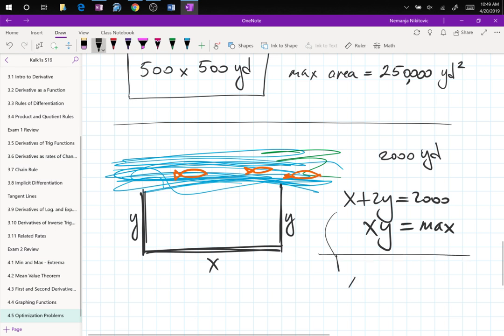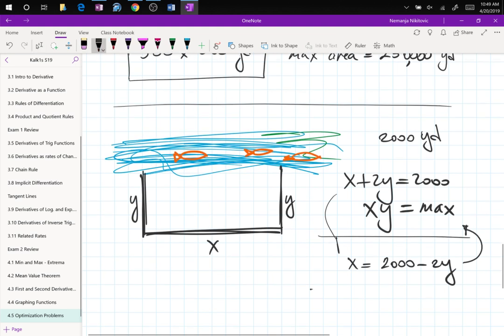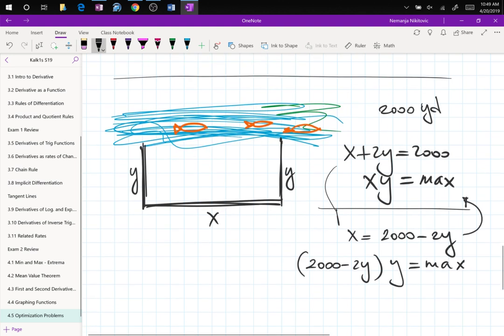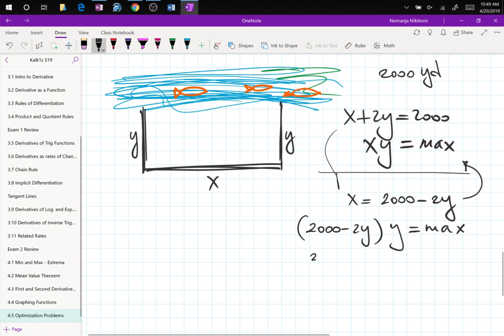Now you want to solve for x on top to avoid fractions. So x equals 2,000 minus 2y. Then you plug this in instead of x. You get 2,000 minus 2y times y equals a max. So now you will solve for y first. It's 2,000y minus 2y squared equals a max.